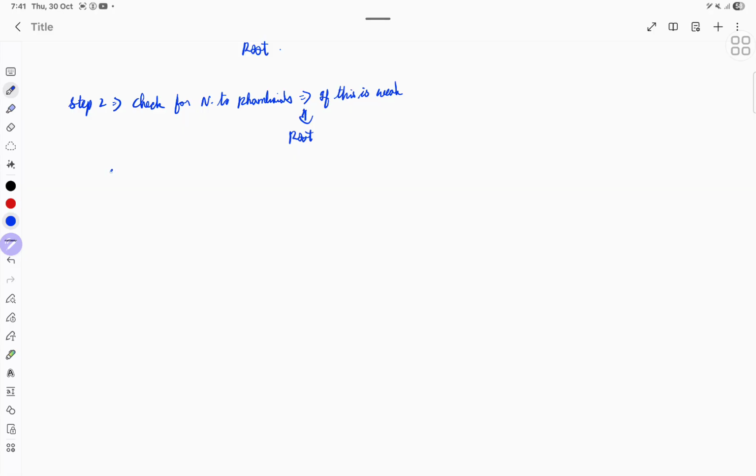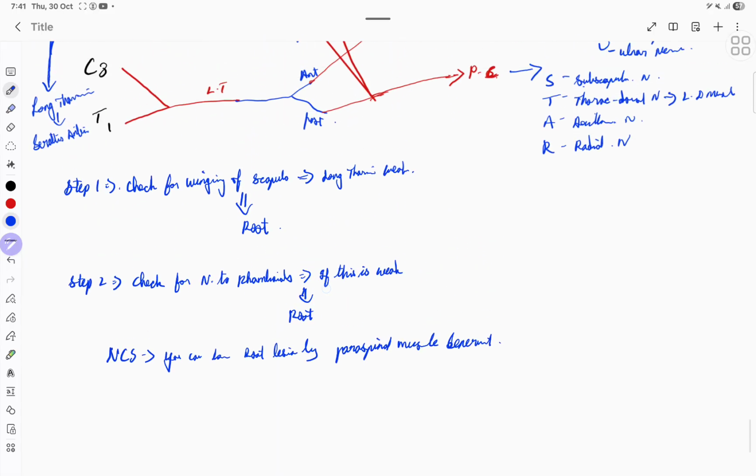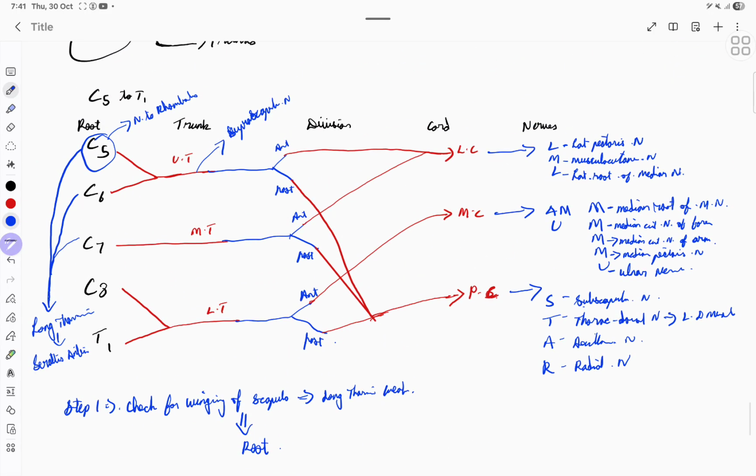From NCS, you can localize a root lesion by paraspinal muscle denervation. This will also localize the lesion towards the root. Now root localization is over.